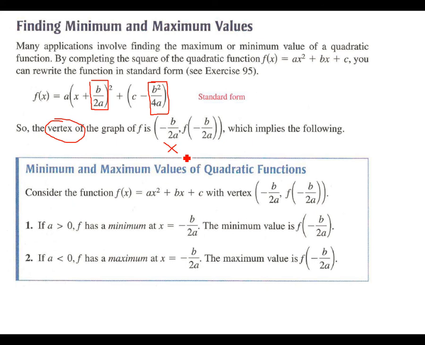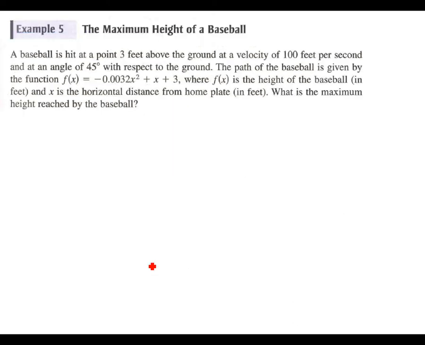Okay? Once we have that x, if we plug it back in, which is what this is saying, f of negative b over 2a, that's going to give us our y. Alright, so we can find our minimum or maximum values. Once again, just a reminder, if a is greater than 0, we're going to open up. So we would have a minimum. If a is less than 0, we're going to open down, so we're going to have a maximum. Alright, so let's go ahead and see if we can find them.